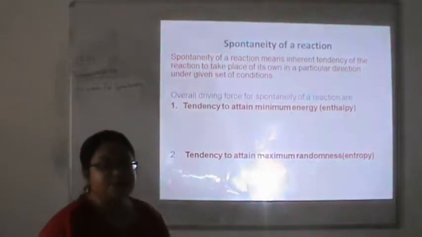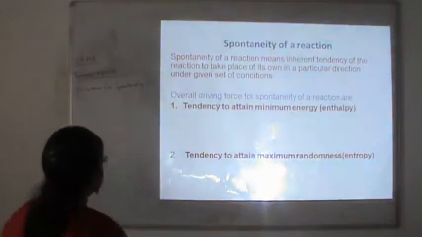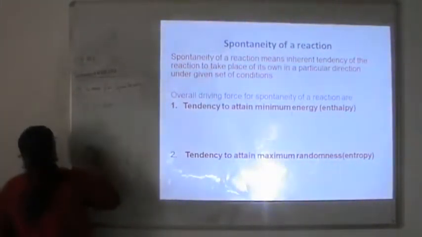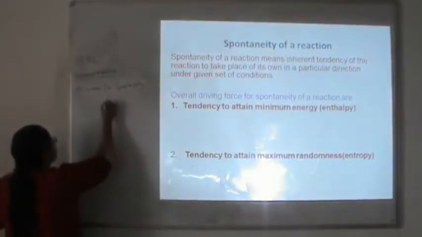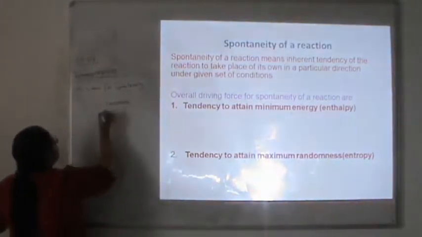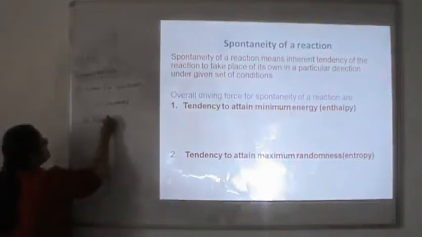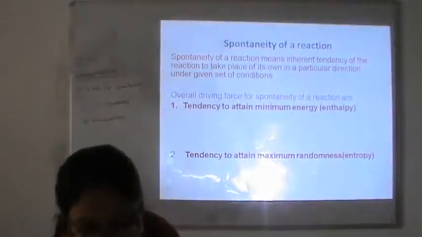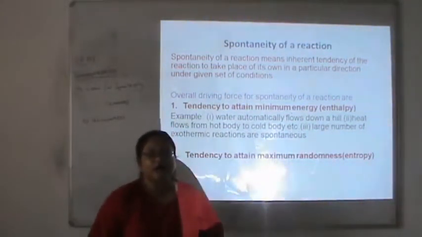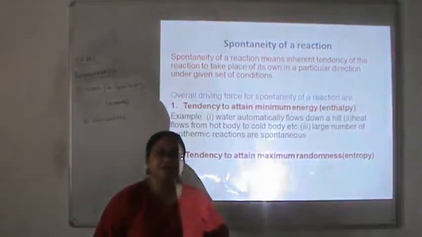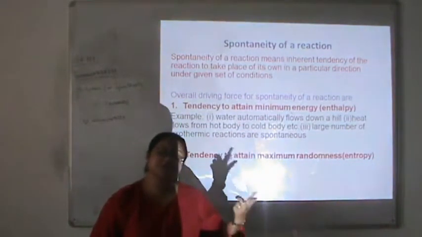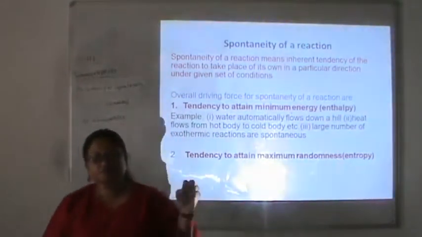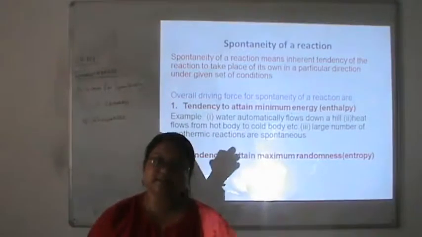Tendency to attain minimum energy, tendency to attain maximum randomness. Number one, delta H decreases. Number two, delta S increases. These are the criteria for spontaneity. For example, water automatically flows down a hill. Heat flows from a hot body to a cold body. A large number of exothermic reactions are spontaneous. So these are natural tendencies, physical phenomena. Due to the tendency to attain minimum energy, enthalpy decreases.